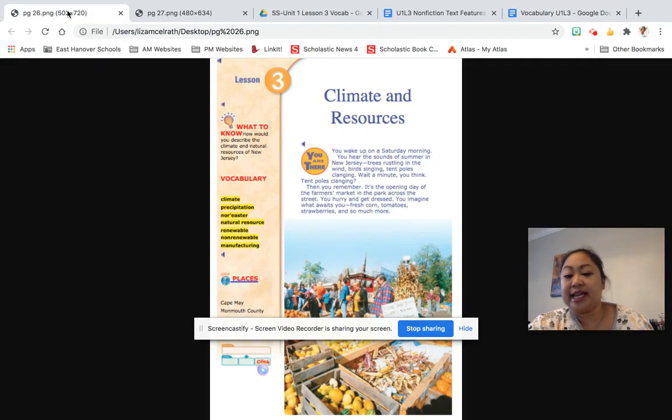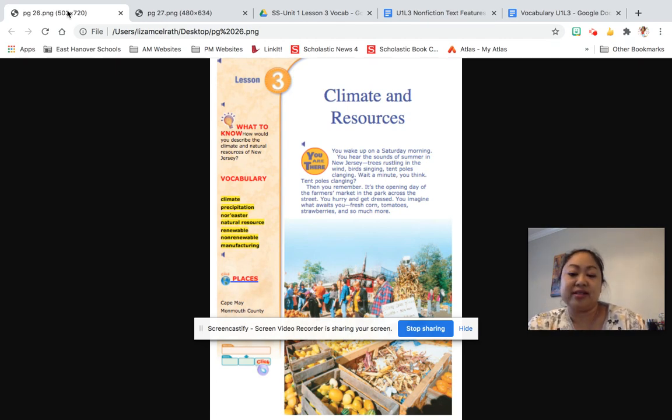You can go ahead and take out your book if you want to read along with me, or pull up the page so that you can see where I'm at. Okay, Lesson 3, and this is Unit 1. Climate and resources. You are there.